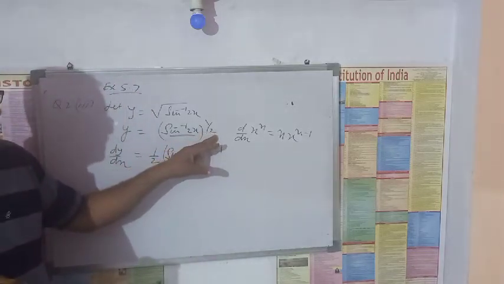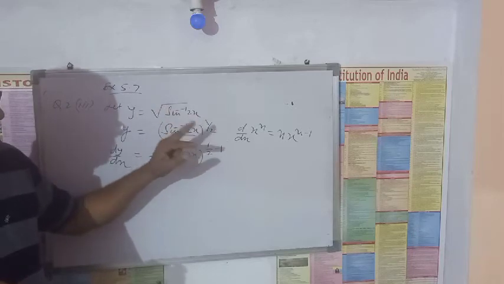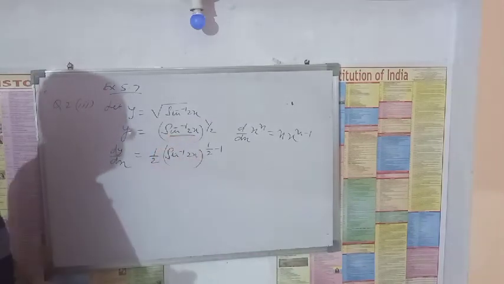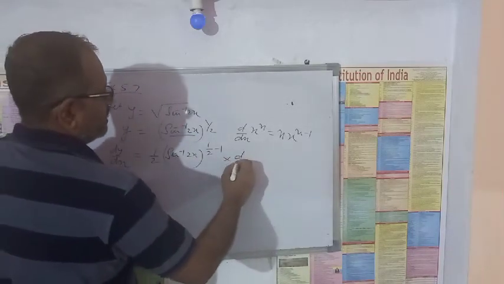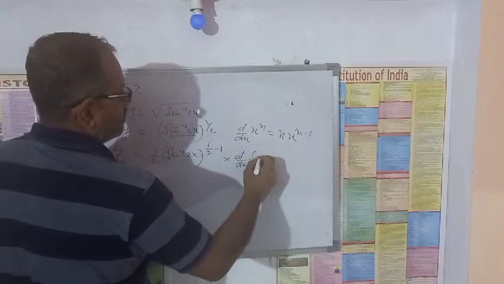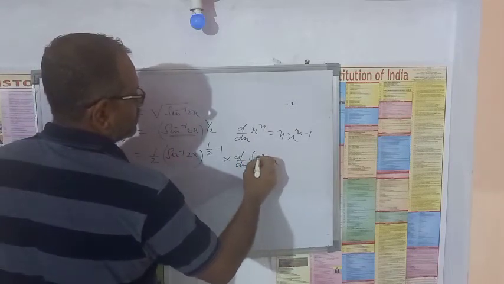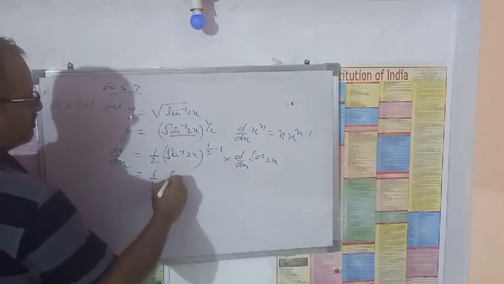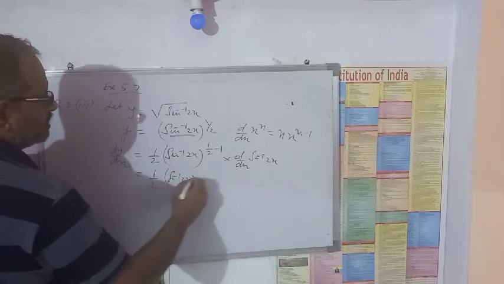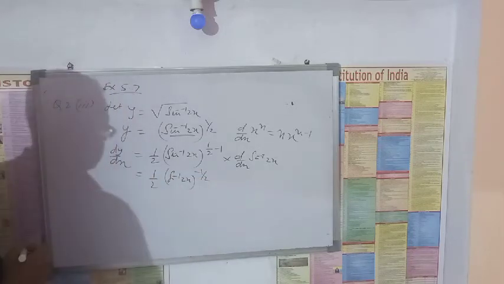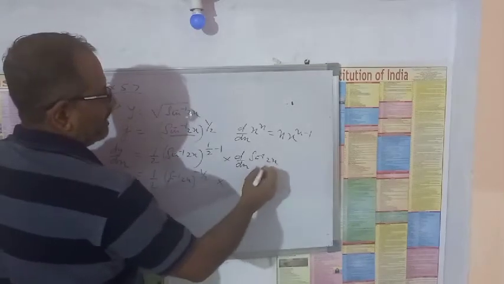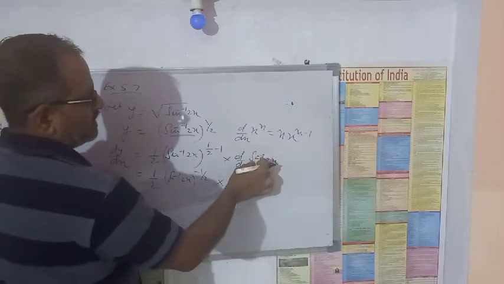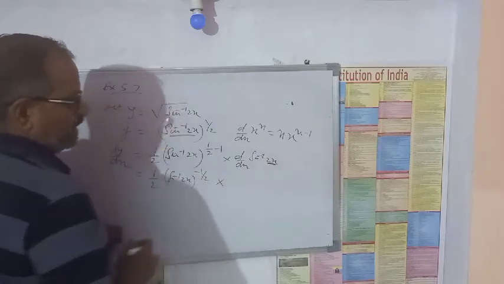So firstly we have differentiated the power function. Now the power is removed. After that we have to differentiate sine inverse 2x. So we can write it as 1 by 2 sine inverse 2x to the power minus 1 by 2, into d by dx of sine inverse 2x. What is the derivative of sine inverse x? In place of x, 2x is there. So firstly differentiate sine inverse, then we will differentiate 2x.